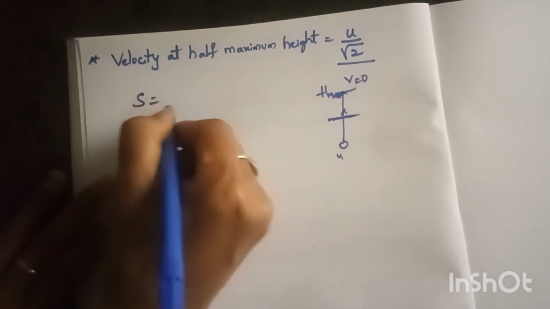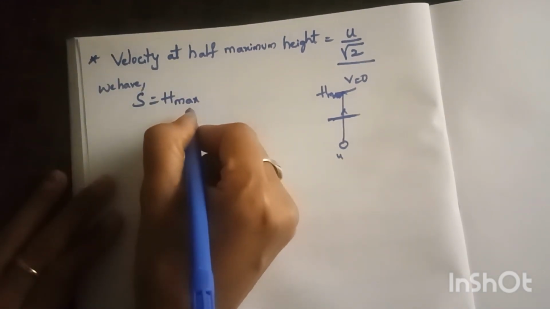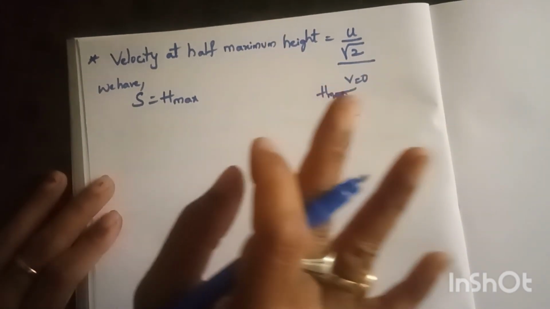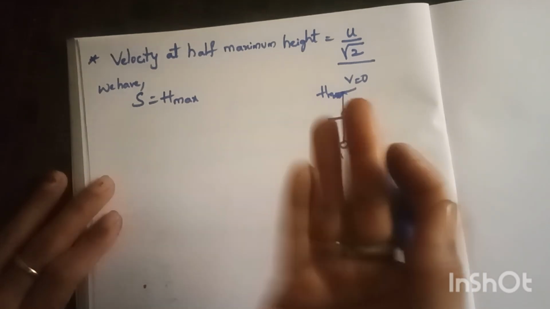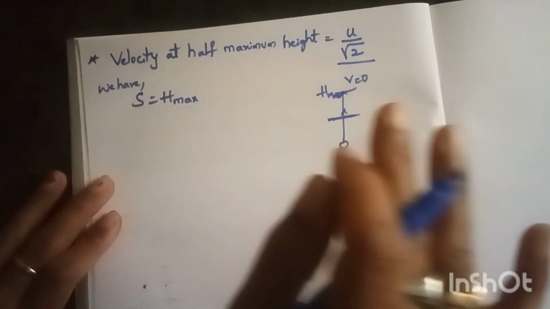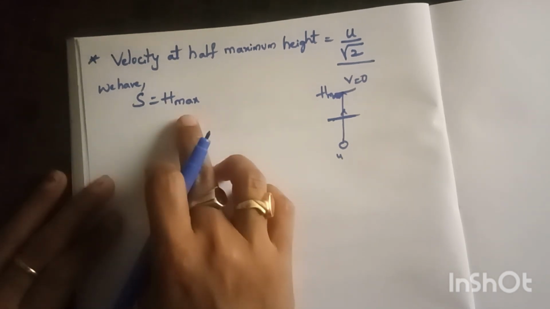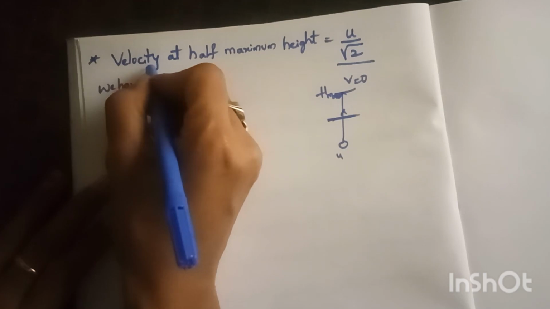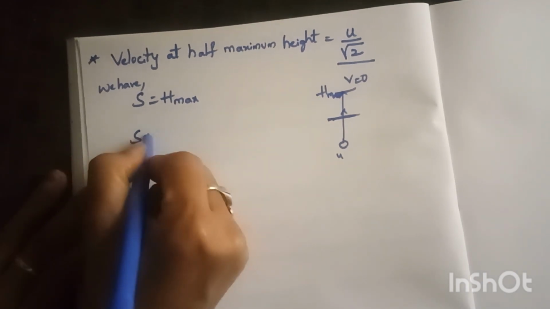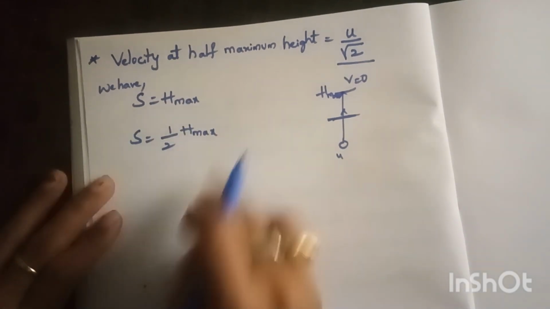We know that s equals h maximum. We consider in maximum height that s equals h maximum. The distance traveled by the object is distance or displacement. Why I am taking distance: here the direction represents upward motion, so we can consider distance or displacement. The displacement traveled by the object in upward motion is considered as maximum height. But what they said, velocity at half maximum height, means s equals half maximum height. So the distance is taken as half maximum height.